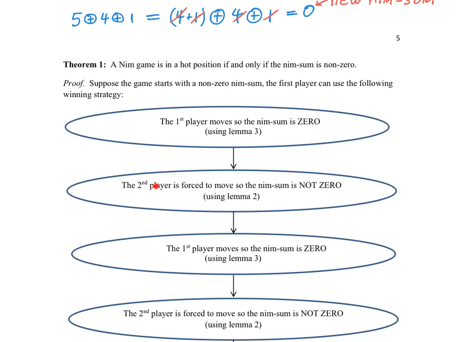And then the second player will have to move, of course, and they're going to move when the game has a nim sum of 0. And let's remember back to Lemma 2. Lemma 2 said the game has to change its nim sum as you play it. So player 2 is forced to move so that the nim sum is no longer 0. It was 0 to begin with, and now it's no longer 0. Then rinse and repeat. The first player changes it back to 0. The second player changes it away from 0. And so on and so on.